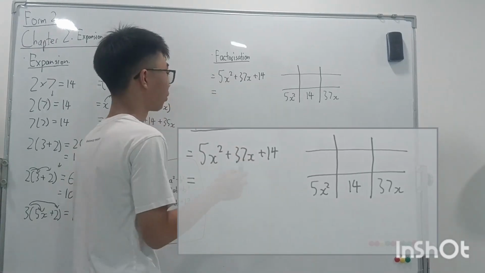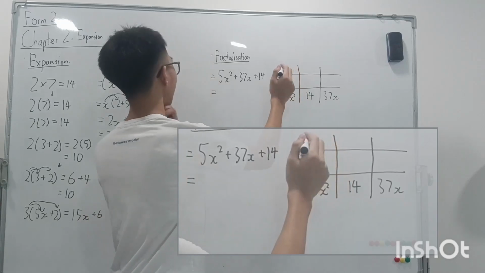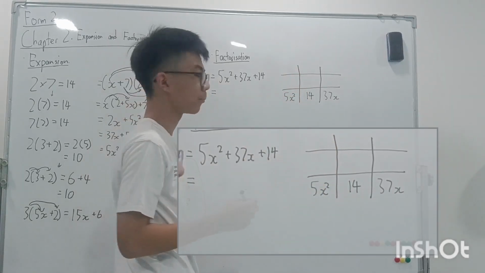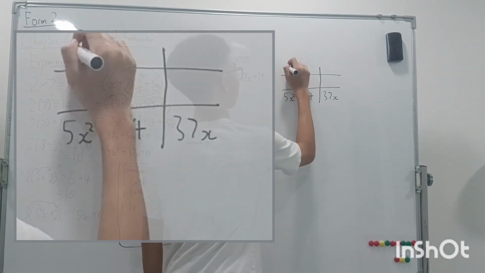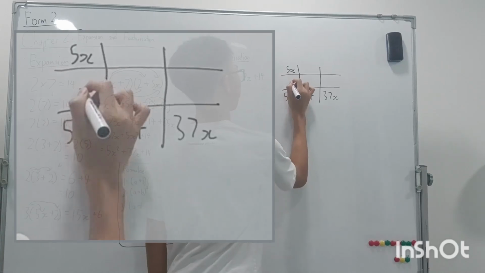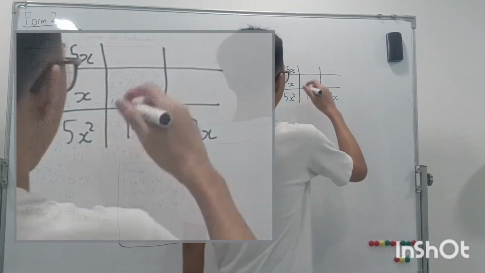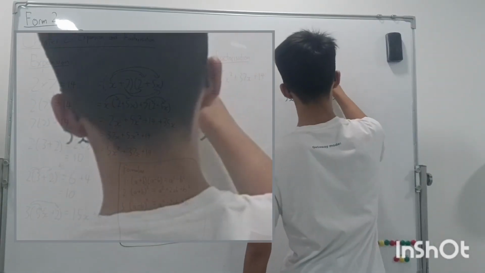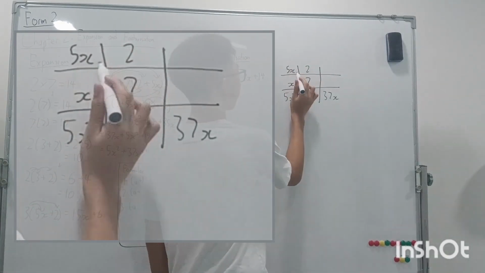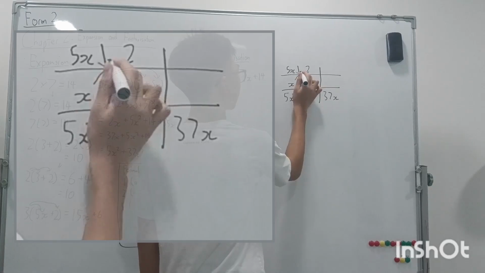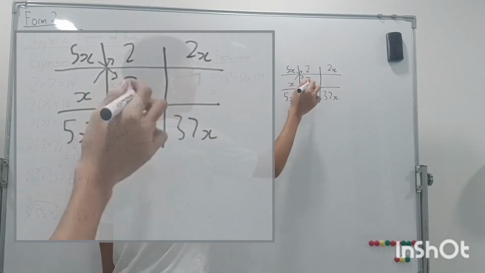And now, what we're going to do is we're going to find two numbers that when multiplied together will be equivalent to 5x squared. So first let's try the 5x times x. So 5x times x will be 5x squared, now 14. So let's try 2 times 7 first. 2 times 7 is 14. And now we're going to cross multiply. So x times 2 will be 2x. 5x times 7 will be 35x.